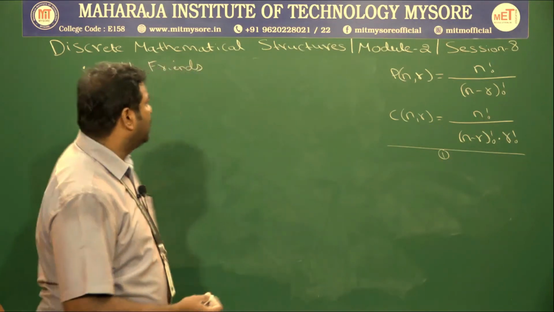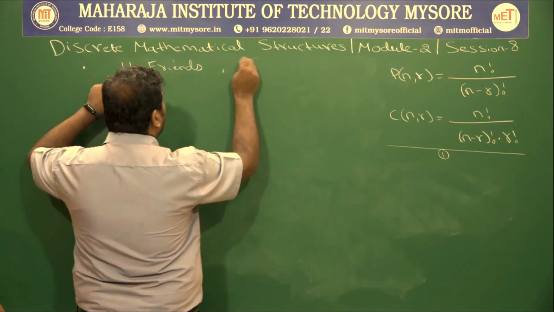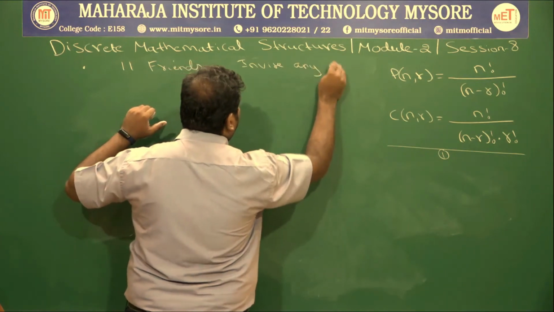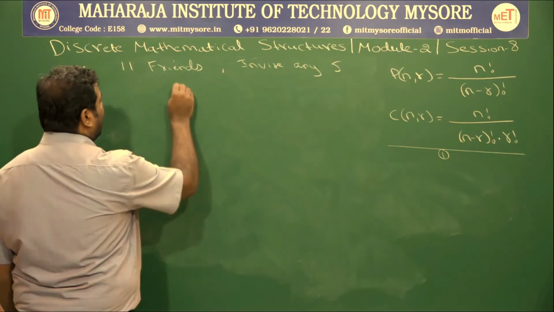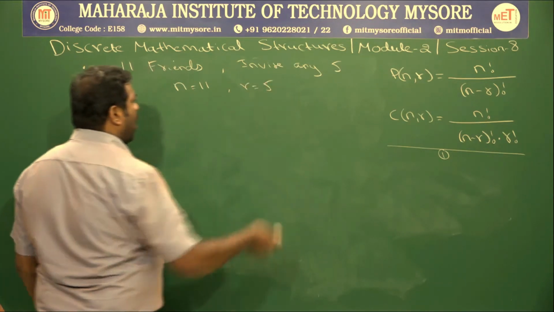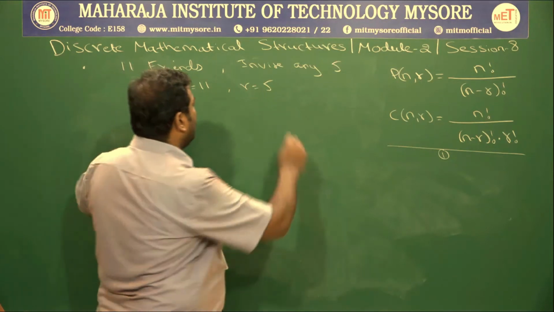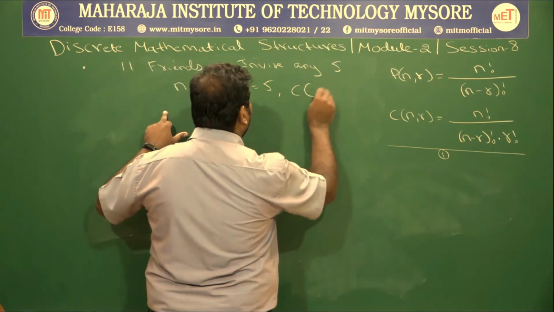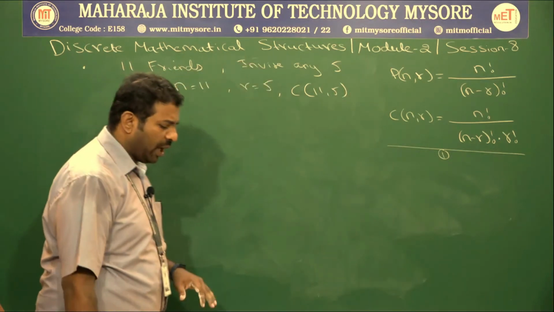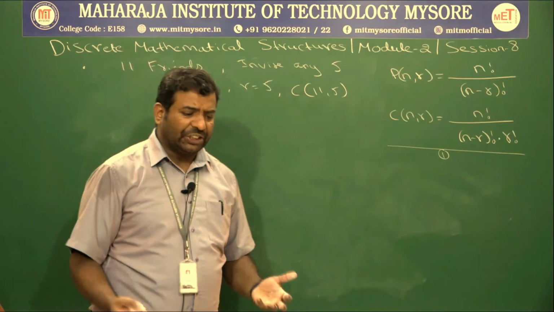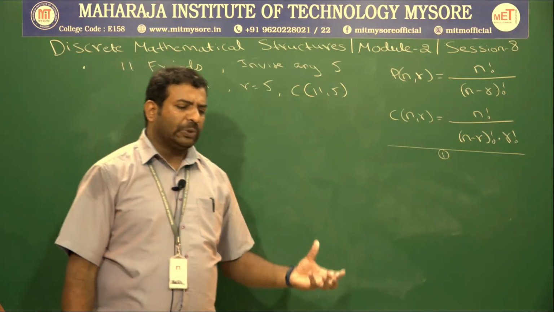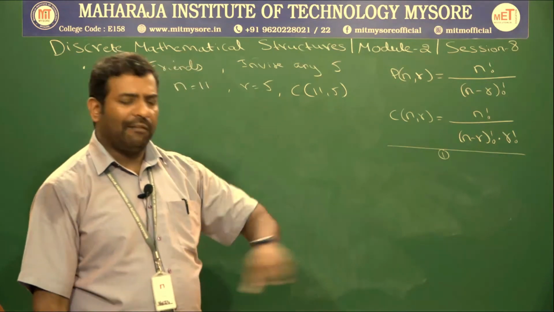And how many ways do you have? You have got 11 friends, and you need to invite any 5. In this case, n equals 11 and R equals 5. Order doesn't matter, hence I am going to use the combination, and I am going to say C of 11, 5. This is how I am going to think. There was no restriction on picking the 5. The only restriction was that you are supposed to invite any 5 out of your 11 friends.